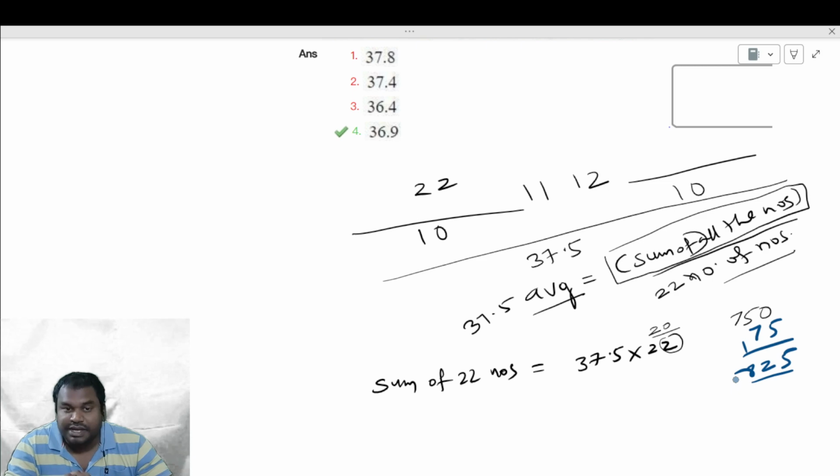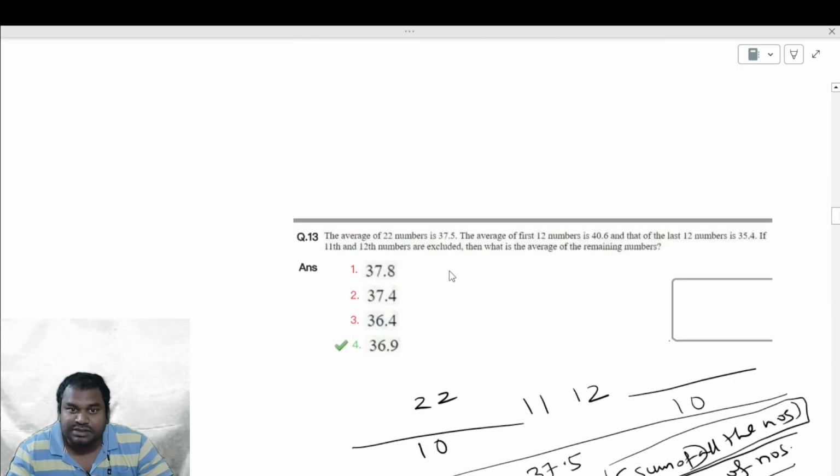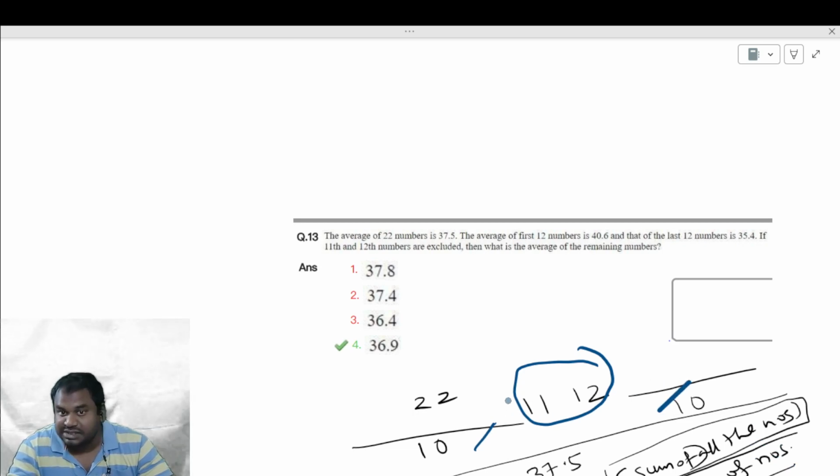But our aim is to find the average of only 20 numbers, excluding these two. You have to exclude these two. It means if you know the sum of these 10 numbers and the sum of these 10 numbers, you can add them up. For that, there is a hint given. He has given the average of first 12 numbers is 40.6. From these first 12 numbers, you can find the sum of those first 12 numbers. And you already know the sum of 22 numbers. Subtract that first 12 numbers sum from this 22, you will be left with this sum.